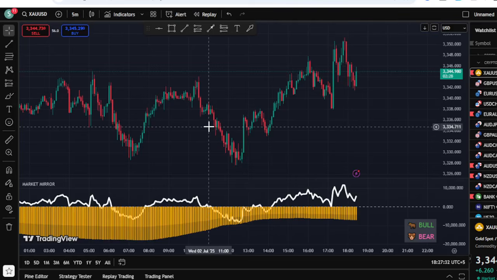I have finally decided to share my secret indicator with my community. Yes, if they can afford that indicator and they understand the worth of this indicator, I don't mind sharing it, but definitely it will have a price.